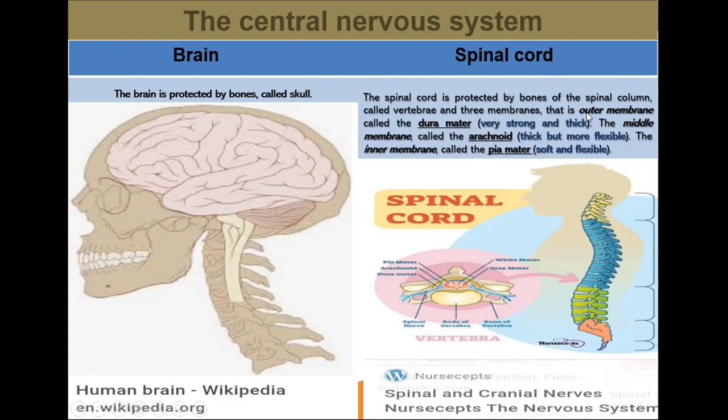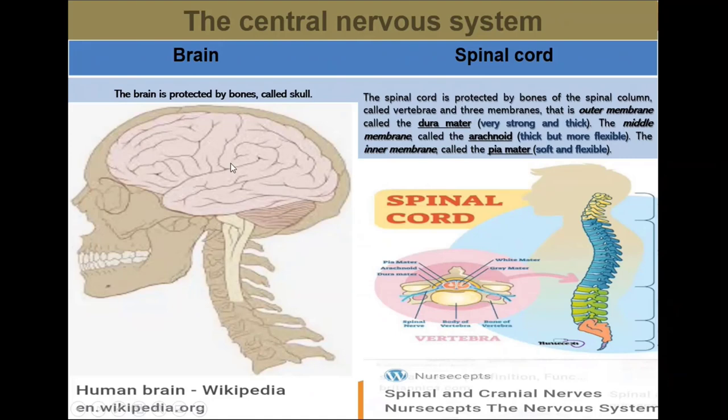The three membranes: the outer membrane called dura mater, which is very strong and thick. Then you have the middle membrane called arachnoid, which is thick but more flexible. Then you have the inner membrane called pia mater, which is soft and flexible.